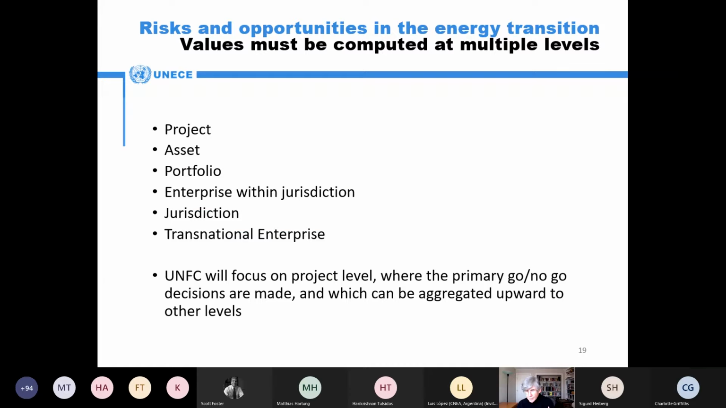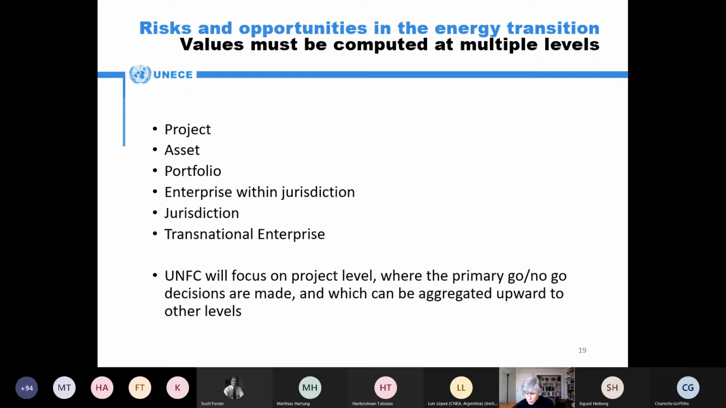One more slide. Of course, valuation is going to be done at different levels by different parties. The UNFC is very focused at the project level, so that would be a wind farm, an oil field, a particular hydroelectric project. It could be focused on the specific asset within the project. It might be focused on a portfolio of projects. It might be focused on all of the assets and projects of a company within the national jurisdiction. It might be focused on all of the projects and resources by all companies within a particular jurisdiction, or it might be focused on all of the assets and projects held by a particular transnational enterprise.